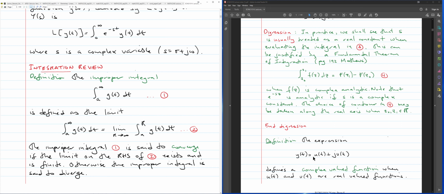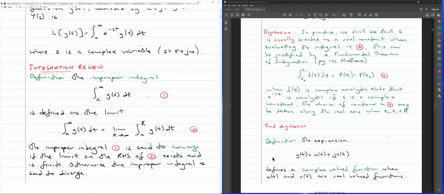An expression such as this, where u of t is a real valued function. In other words, this expression doesn't have any complex numbers in it. The v of t over here is also real valued. But notice I have u of t plus j v of t. So this j, of course, is your imaginary constant. So this defines a complex valued function, which means that if I put values in for t, I'm going to get a complex value out.